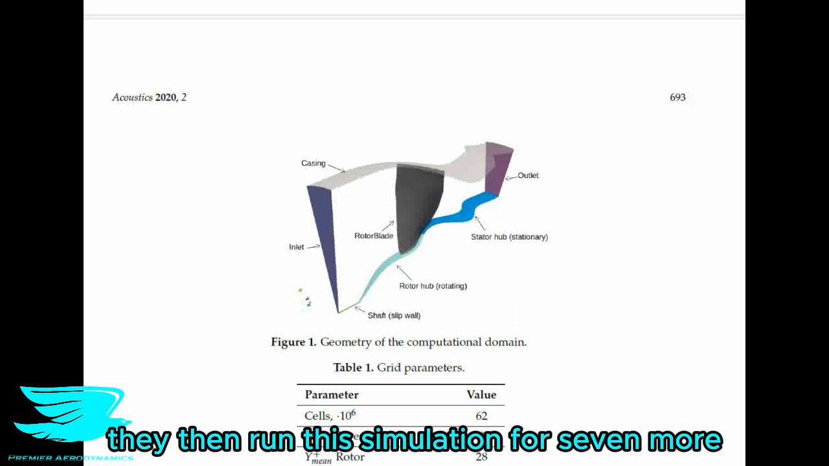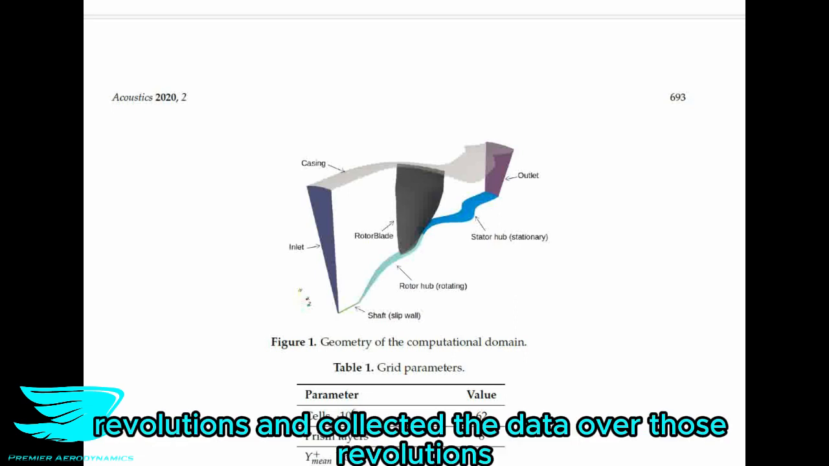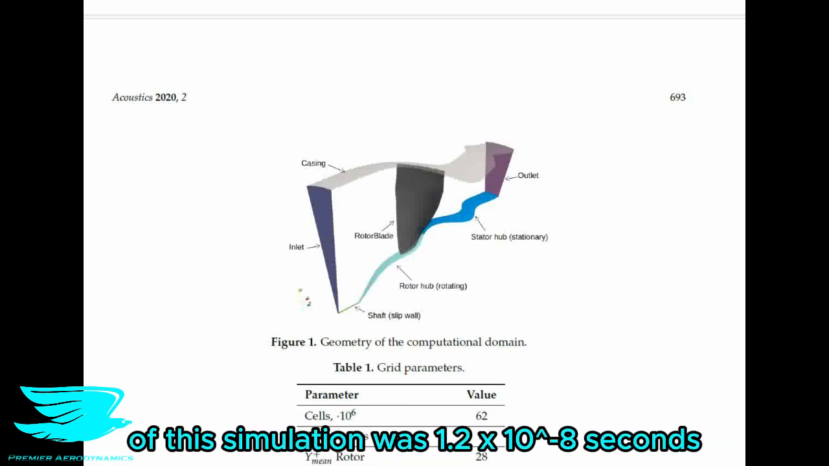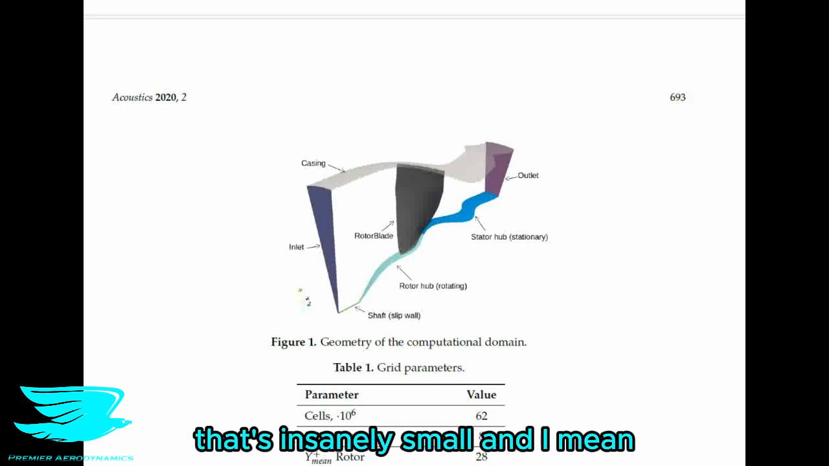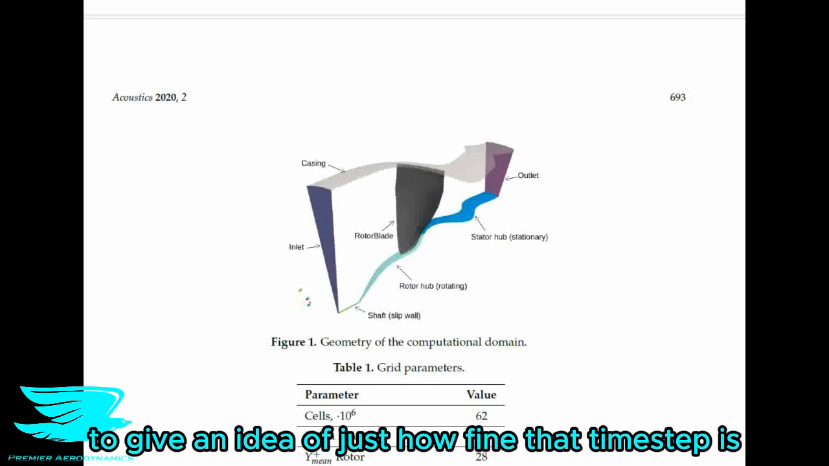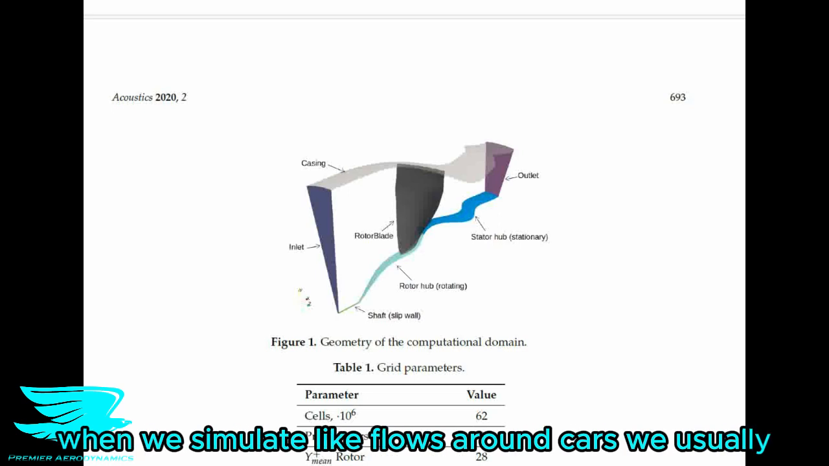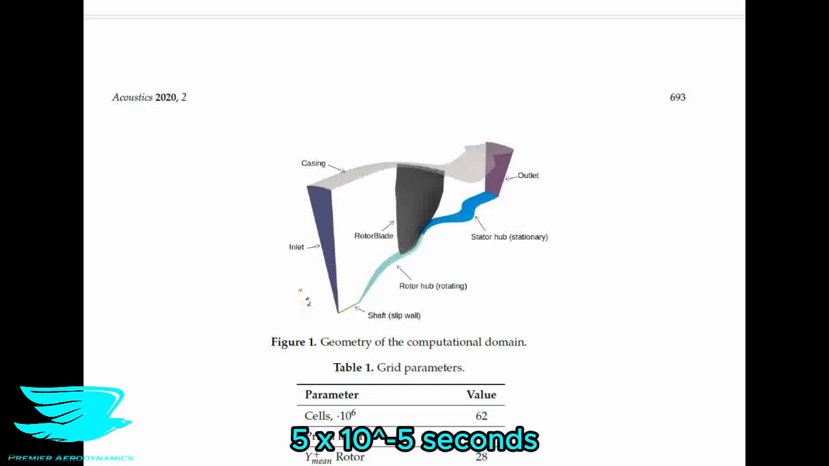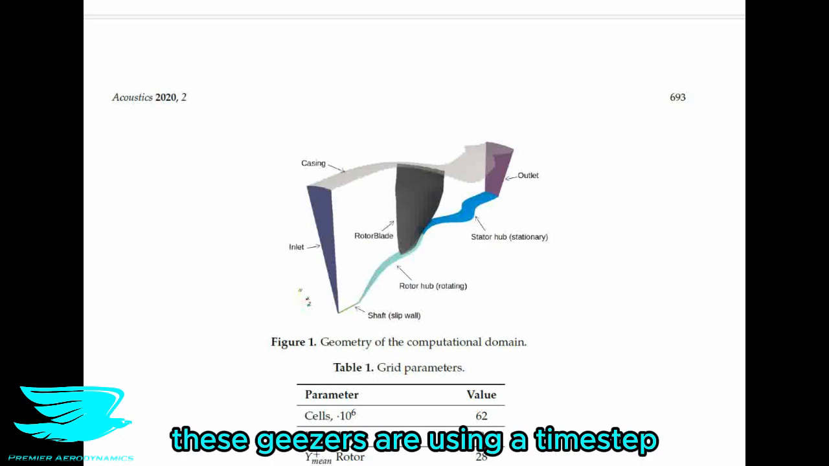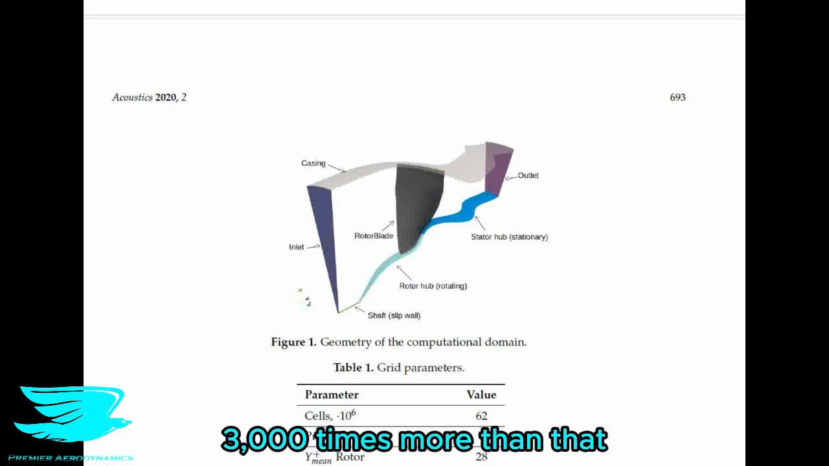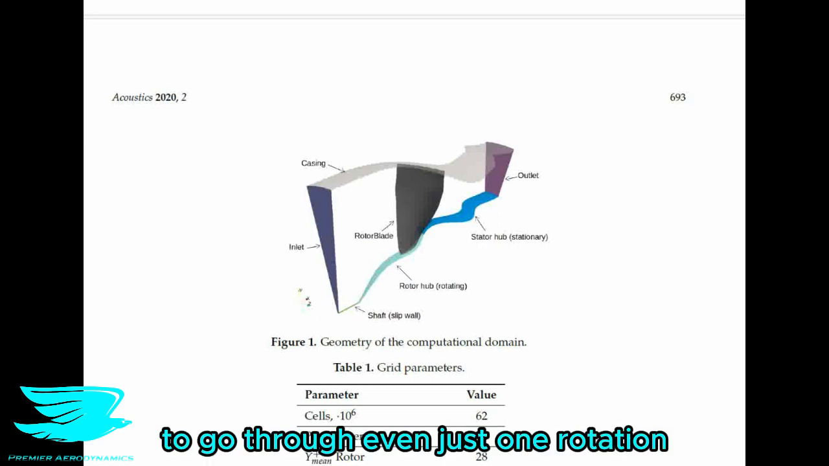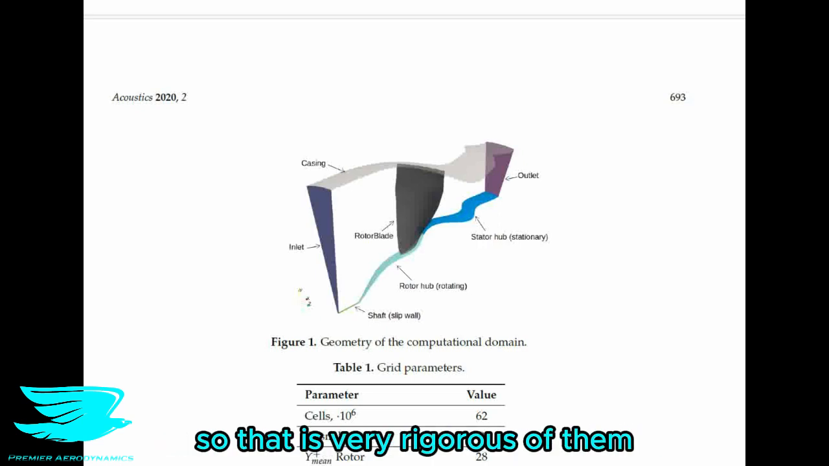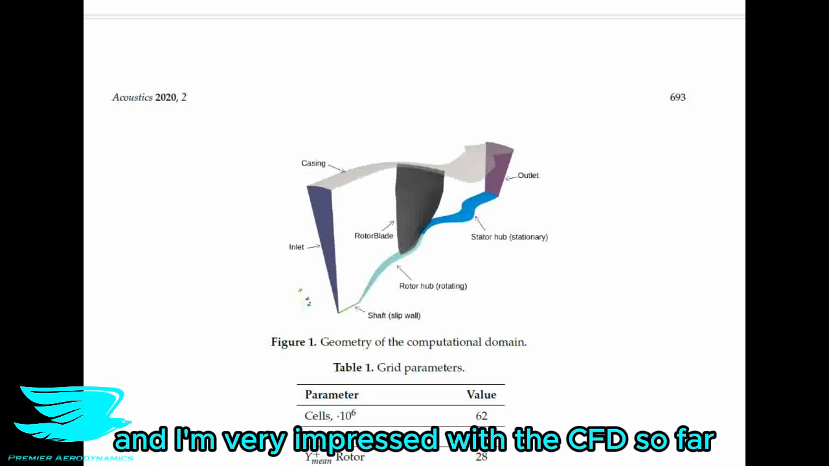They then ran the simulation for 7 more revolutions and collected the data over those revolutions. The time step of the simulation was 1.2 by 10 to the negative 8 seconds, which is 12 nanoseconds. That's insanely small. To give you an idea of just how fine that time step is, when we simulate flows around cars, we usually use a time step of around 5 by 10 to the negative 5 seconds, so 50 microseconds. These guys are using a time step 3,000 times smaller than that, 12 nanoseconds compared to 50 microseconds. So that would take forever to go through even just one rotation. That is very rigorous of them, and I'm very impressed with the CFD so far.